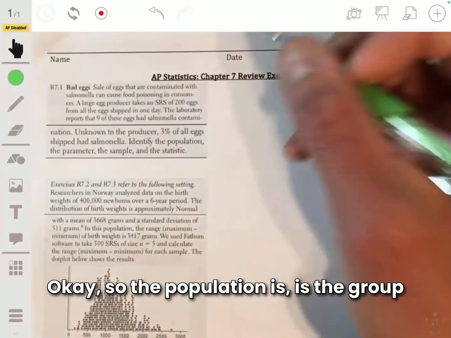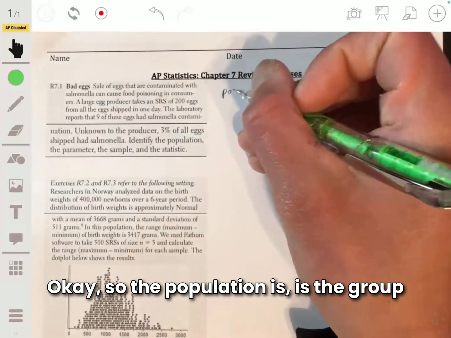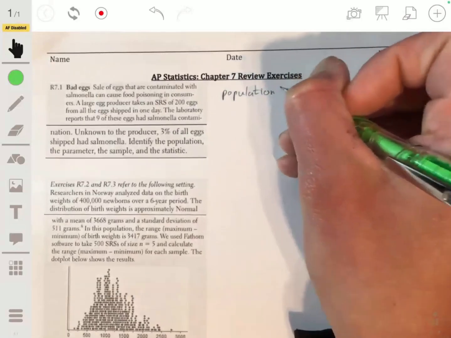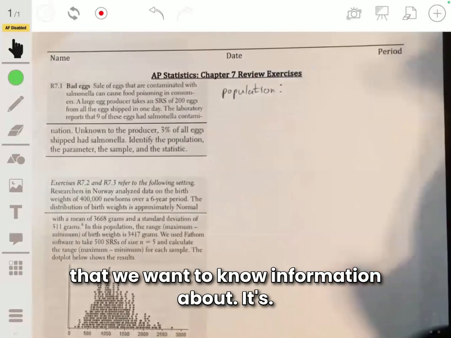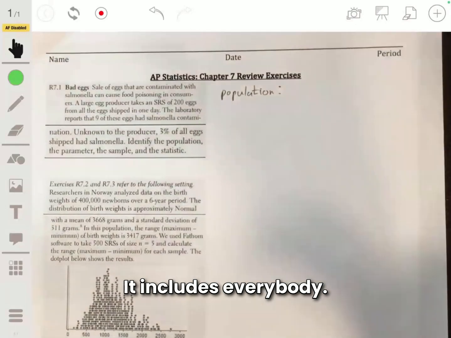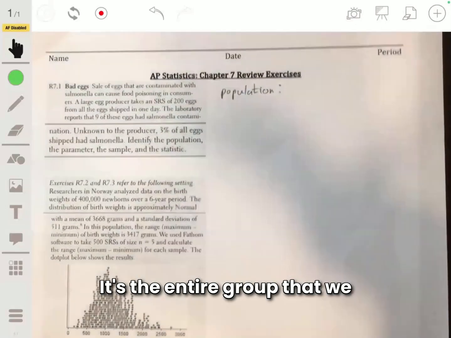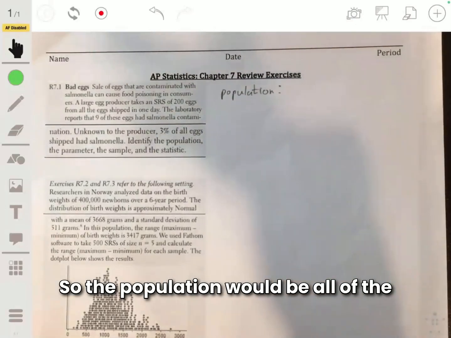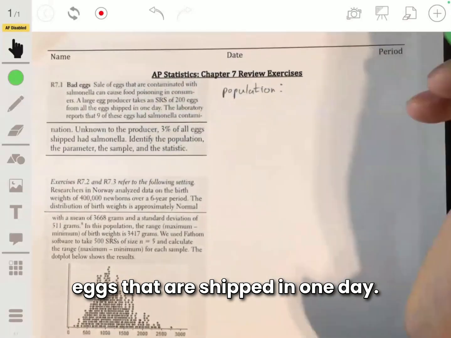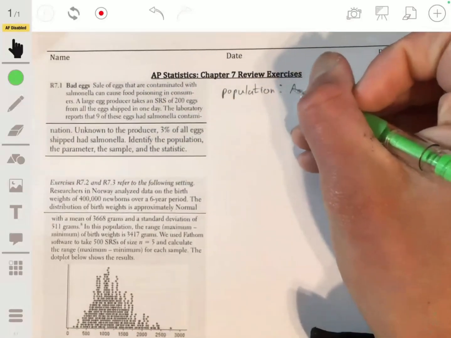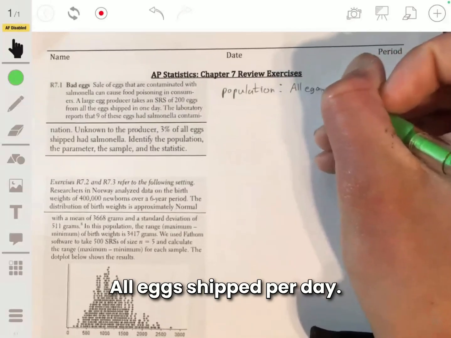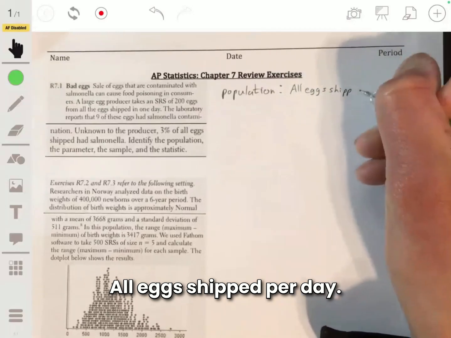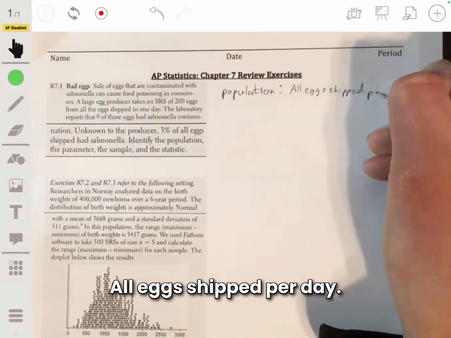Okay, so the population is the group that we want to know information about. It includes everybody. It's the entire group that we want to know information about. So the population would be all of the eggs that are shipped in one day. All eggs shipped per day.